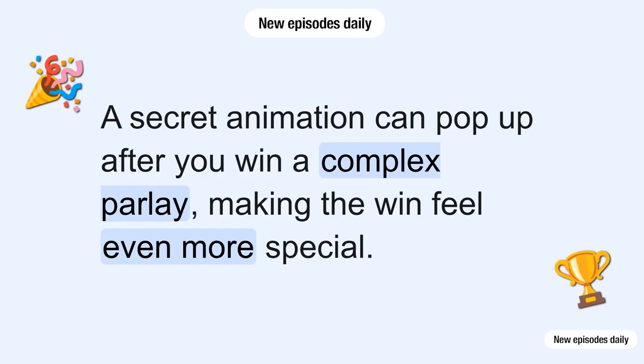Okay, picture this. You've just landed a really tricky multi-leg parlay. You know, one of those bets linking a bunch of different wagers together. It's a huge win, you're already pumped, and then bam! This super unique animation flashes across your screen. It's just a small touch, right? But it makes that win feel even more special.